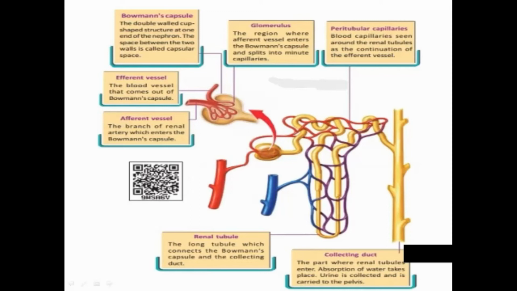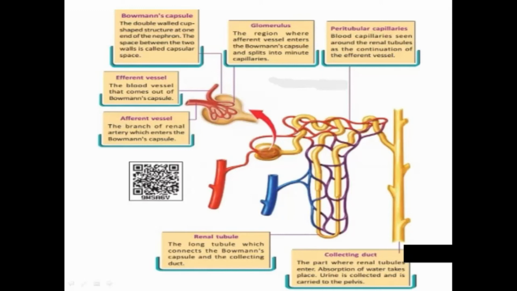Then the efferent vessel, you can see in the picture. The efferent vessel is the blood vessel that comes out of the Bowman's capsule. So the branch of the renal artery which enters the Bowman's capsule is called the afferent vessel, and the blood vessel that comes out is called the efferent vessel. The glomerulus is the region where the afferent vessel enters the Bowman's capsule and splits into minute capillaries.